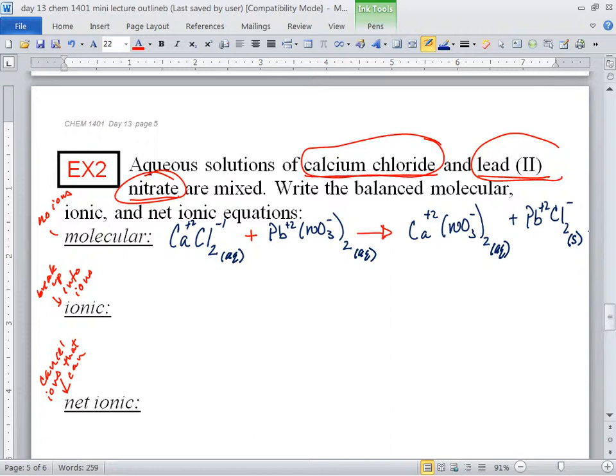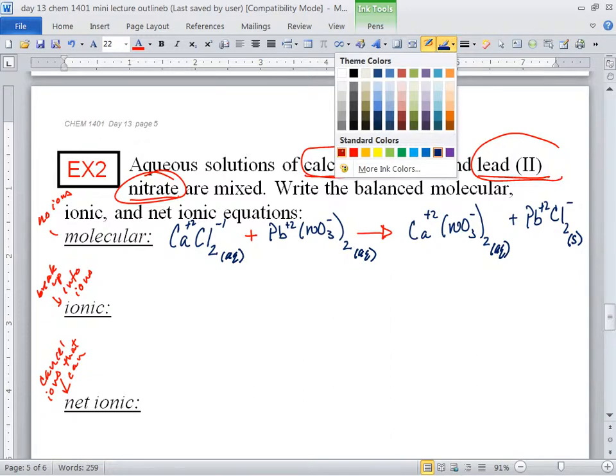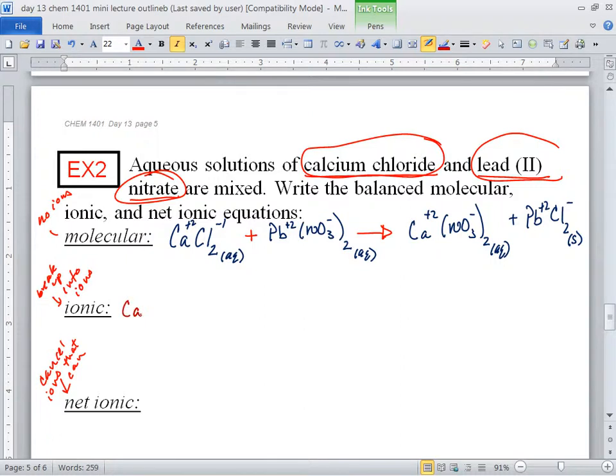Okay, so ionic, the trick there is just break everything up into its ions. So you break up everything that has an AQ. So you break up calcium chloride into its ions. So you would write what? Ca with a +2. Cl -1. But how many? 2 of them. All right, that one's broke up.